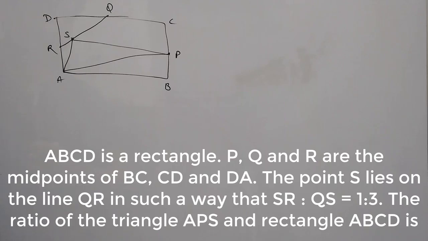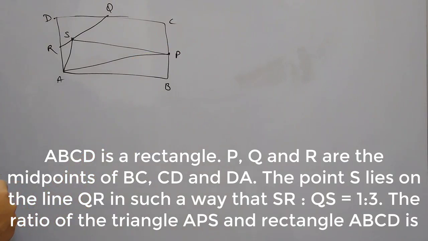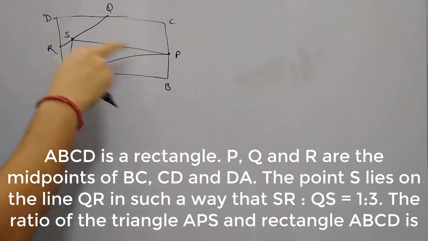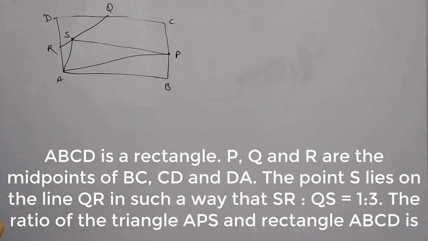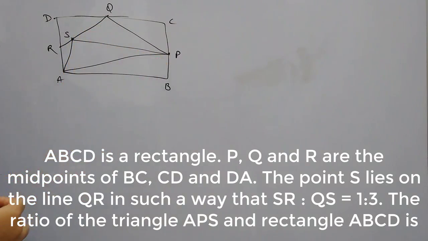See, P is a midpoint of BC. Because this triangle APS is a bit irregular, we don't have a proper way to get the area of this triangle. So let's join PQ. If we join PQ, I see a few triangles.